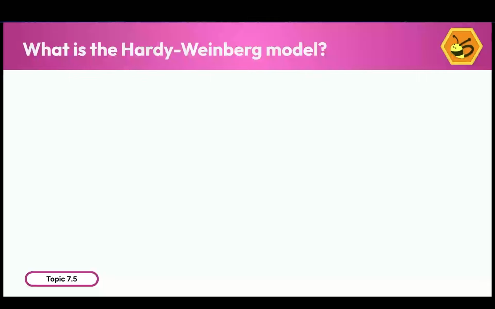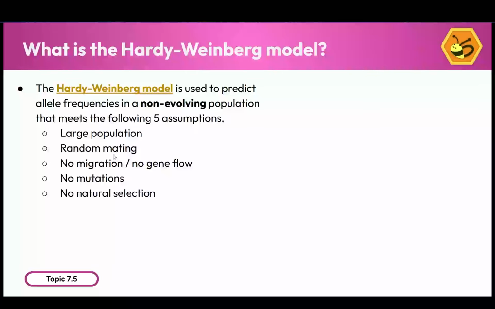So what is the Hardy-Weinberg model? The Hardy-Weinberg model assumes 5 conditions. These conditions are often not present in actual populations, but they're just here for prediction purposes. So these 5 conditions are no mutations, random mating. Random mating means that basically there's no preference for one genotype over the other. There's no natural selection, a very large population, and that means no genetic drift, and there's no gene flow.